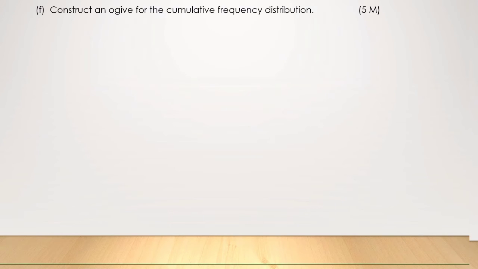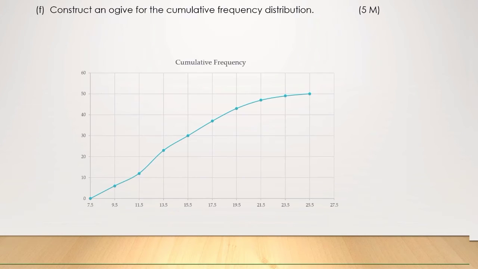Construct an OGIVE for the cumulative frequency distribution. So this is our OGIVE. The x-axis will be the upper boundary of each class. The y-axis will be the cumulative frequencies. So the 7.5 is a starting point since the cumulative frequency is 0.